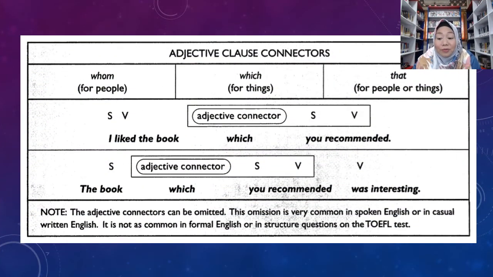Here is the chart for skill 9, which is adjective clause connectors. These are the connectors. We have whom for people, we have which, and we have that. Okay, we have whom, which, and that. And the position is after the noun it describes or modifies. All right, that's for skill number 9.